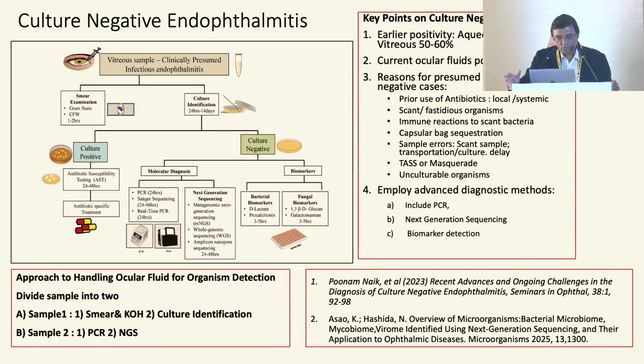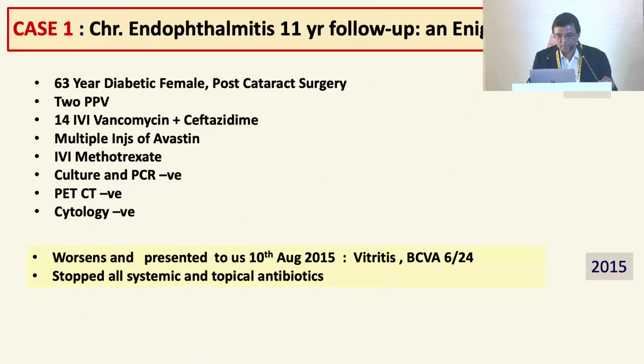The approach for any endophthalmitis remains the same. What I follow now is we take two samples if we get an adequate amount. We divide the sample into two. Sample 1 is for smear and culture identification, and sample 2 will either go to PCR or NGS, so that we can cover all the aspects. And this of course means that a lot of money may need to be spent, but it's worth spending it right in the beginning so that we can treat our patients better.